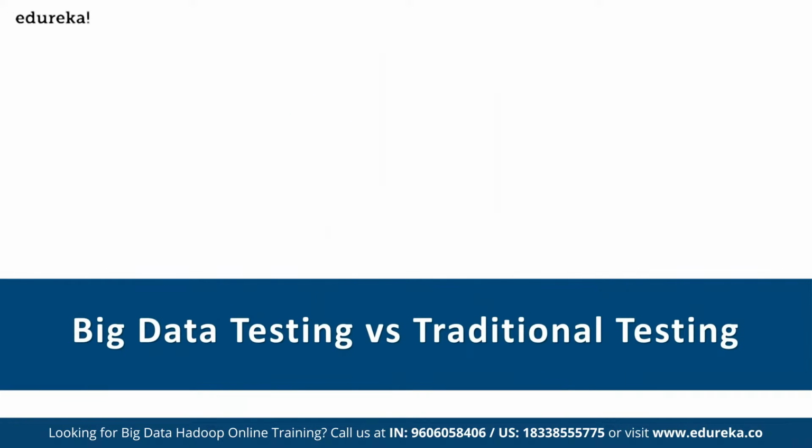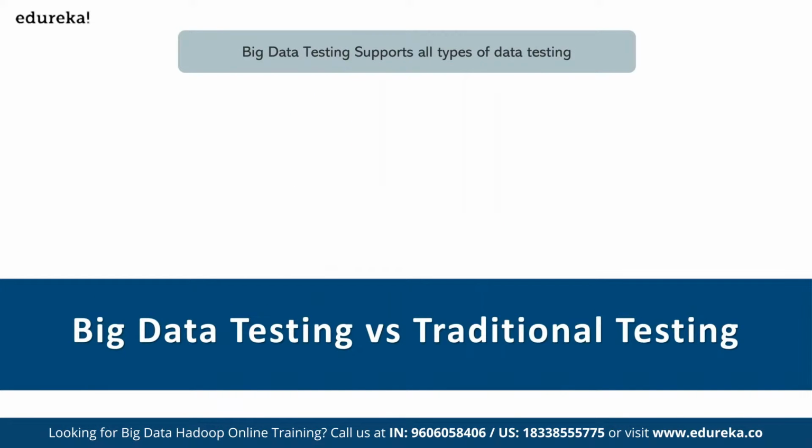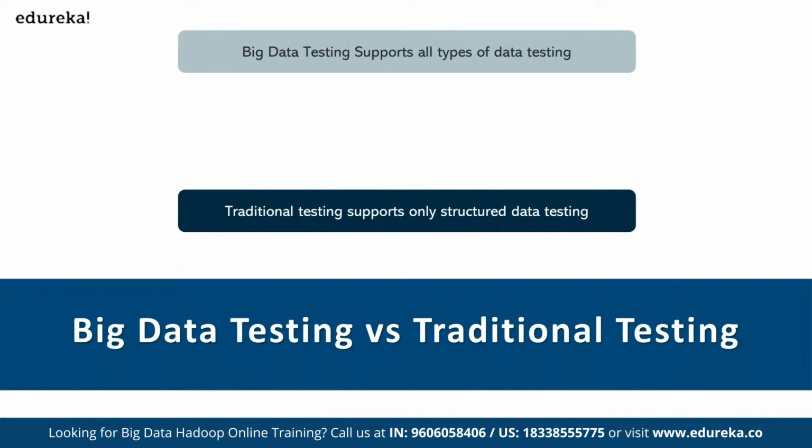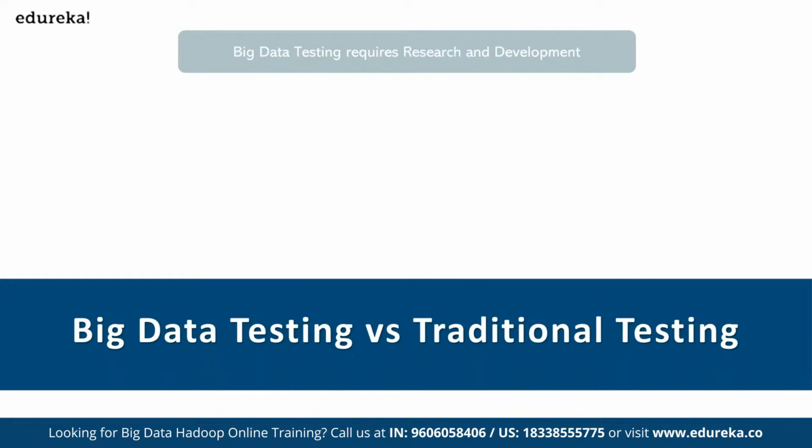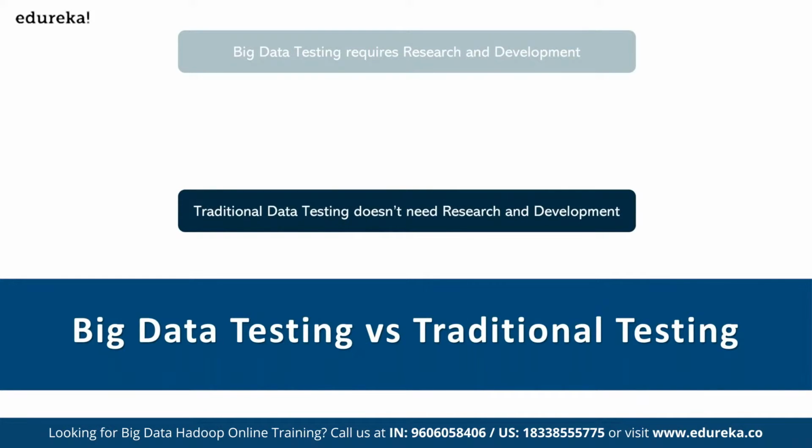The very first important point here is big data testing supports all types of data testing. That means different types of data that is called big data: audio, video, text, structured, unstructured, semi-structured. Traditional testing supports only structured data testing. Next is big data testing requires research and development. As it is complicated, you need to have a good knowledge of the applications, the software being used in your big data application. Traditional data testing doesn't need research and development because it is one monolithic system that you're testing, and it might not require that complex research and development.